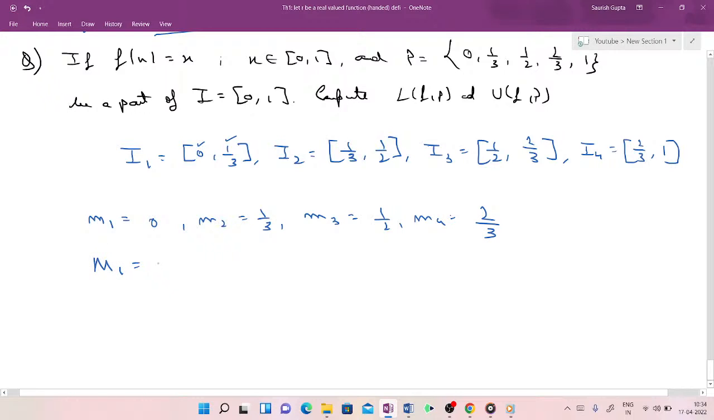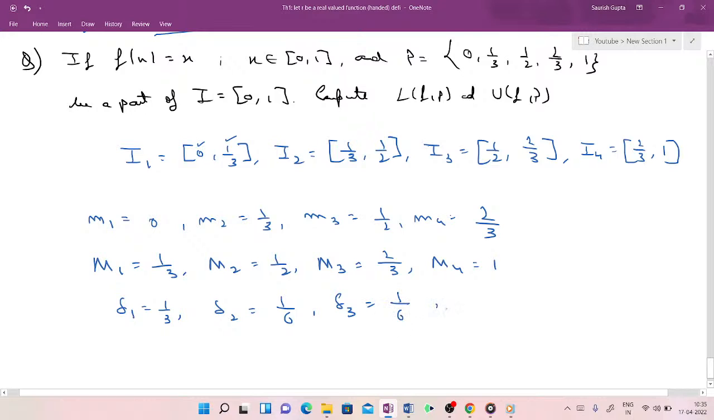Similarly, what is capital M1? 1/3. Capital M2 is 1/2. Capital M3 is 2/3. And capital M4 is 1. Then we need to find the length of each sub interval, right? So what is delta 1? Delta 1 is 1/3. Delta 2 is 1/2 minus 1/3, that is 1/6, right? What is delta 3? Delta 3 is 2/3 minus 1/2, so it is 1/6 as well, right?